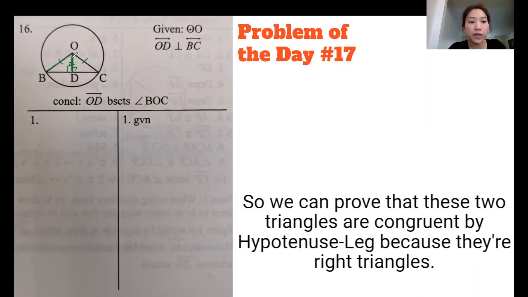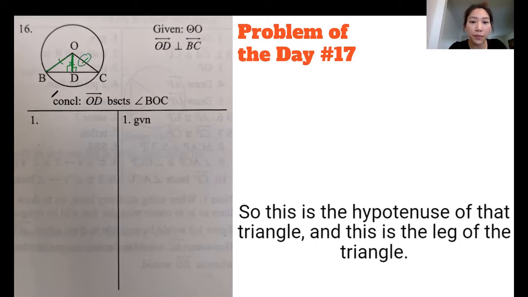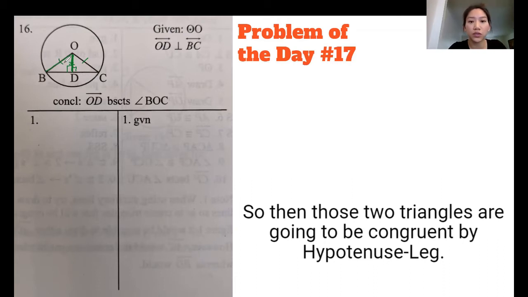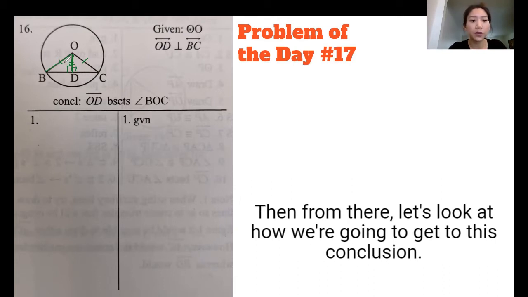So we can prove that these two triangles are congruent by hypotenuse leg because they're right triangles, right? So this is the hypotenuse of that triangle and this is the leg of the triangle. So then those two triangles are going to be congruent by hypotenuse leg. Then from there, let's look at how we're going to get to this conclusion.